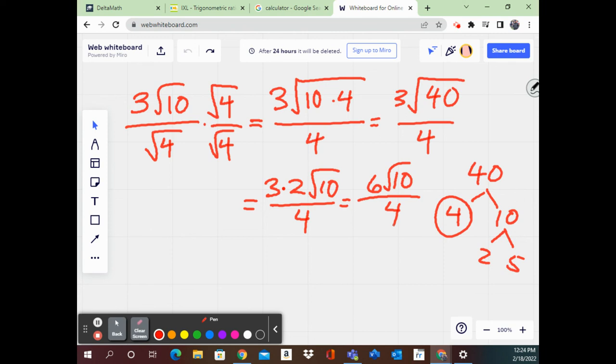And that 6 over 4 can be reduced because they both have multiples of 2. So this 6 will be a 3 and this 4 will be a 2. So then I'll have 3 square root of 10 over 2, right? So this is how you simplify radicals when there is a radical in the denominator. We want to get rid of that radical in the denominator, right?